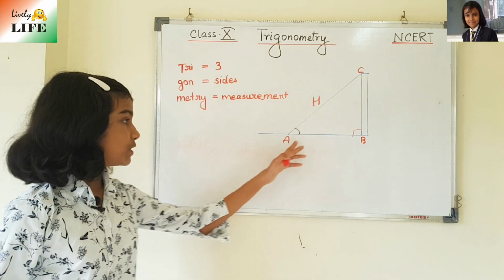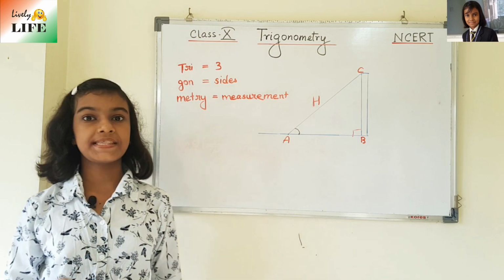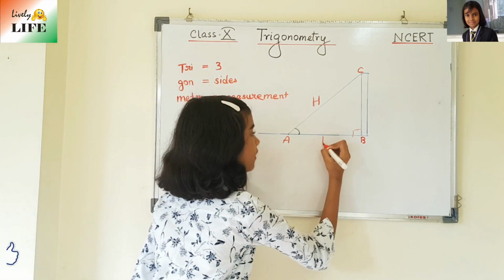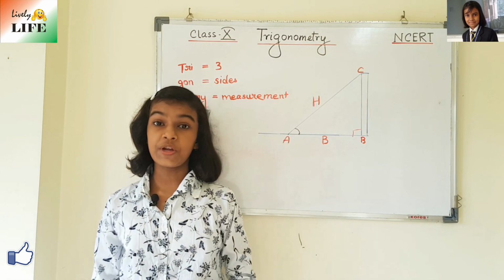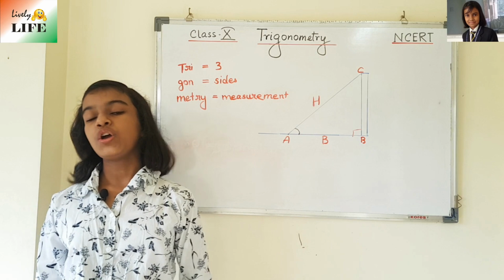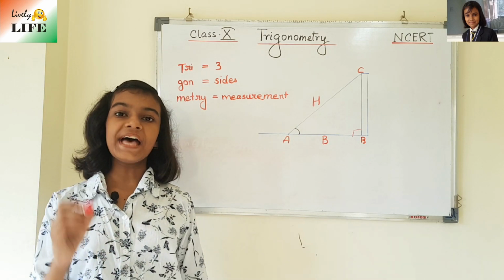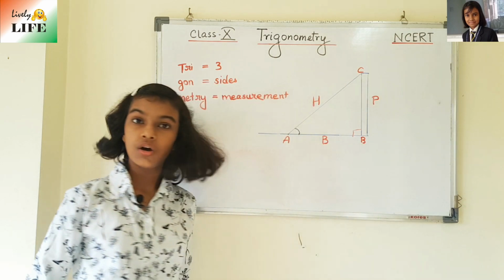And what is AB? AB is the base. We will take base as B. And what is this one? BC. BC is the perpendicular to this base, right? So BC is the perpendicular. We are going to take perpendicular as P. So BC is P.